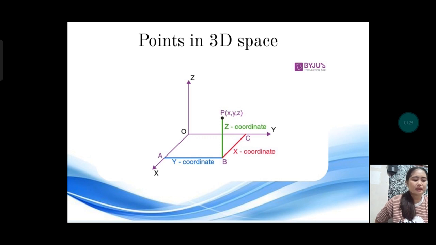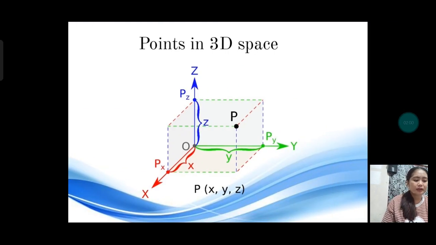In order to locate the position of a point in space, we require a rectangular coordinate system. After choosing a fixed coordinate system in 3D, the coordinates of any point P in the system can be given by an ordered 3-tuple (x, y, z). Also, if the coordinates x, y, z are already known, then we can easily locate the point P in space. So this is the example of points in 3D space.